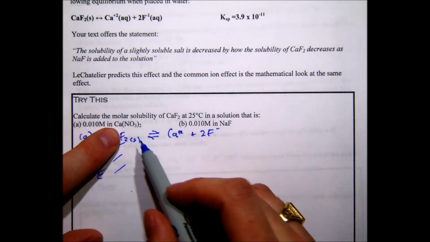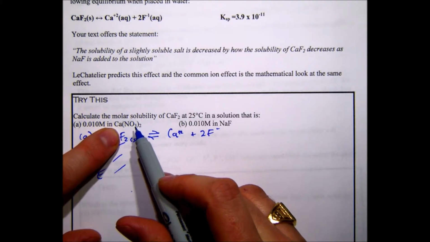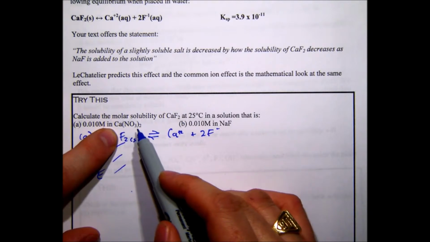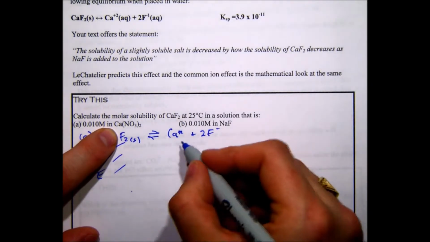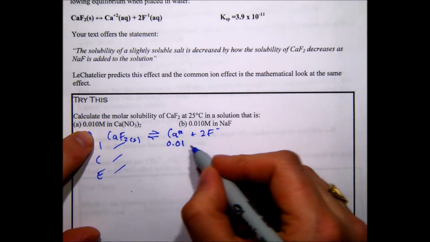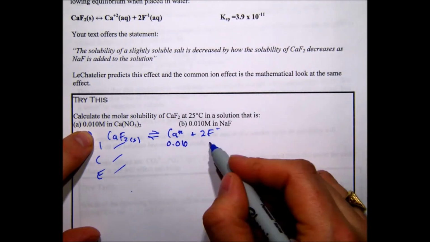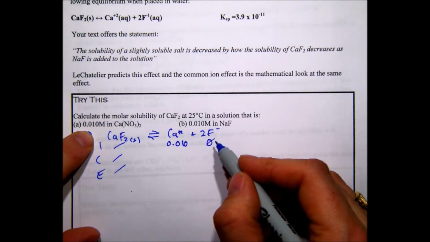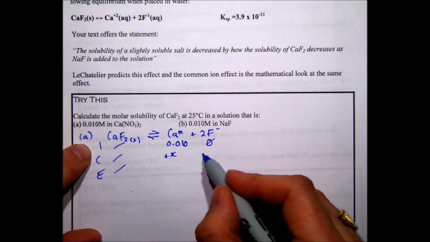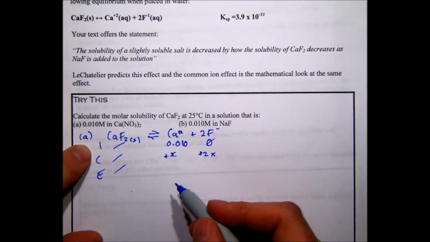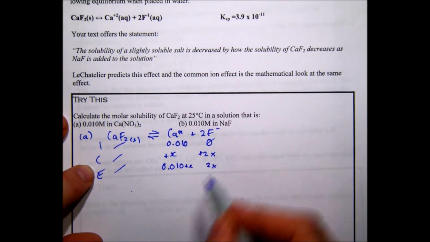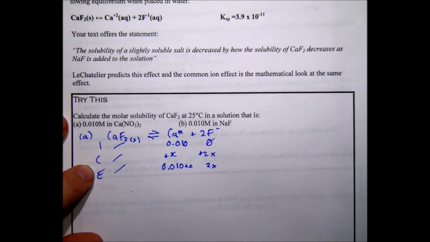Now, because of the common ion, realizing that nitrates are all soluble, so this is a strong electrolyte, it's going to completely dissociate. And for every 1 mole of calcium nitrate I get, I'm going to have 1 mole of calcium ion. So my initial for calcium is 0.010 molar. My fluoride initial is 0. Stoichiometry of this tells me that I'm going to gain x and I'm going to gain 2x. So I have 0.010 plus x and 2x in the equilibrium line as I add them up.